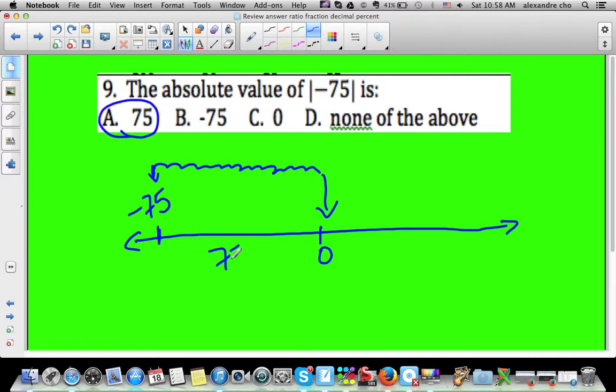Remember, distance cannot be negative. You can't say you walked negative 75 steps back to 0. You took 75 steps or spaces or units to 0. That's why our answer is positive, because the distance cannot be negative. So basically, absolute value is literally asking how far away you are from 0.